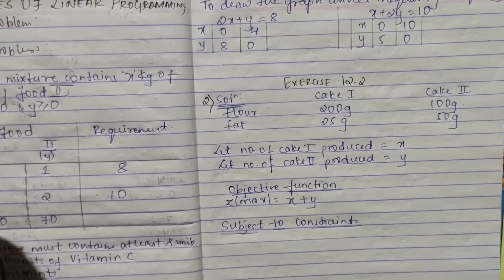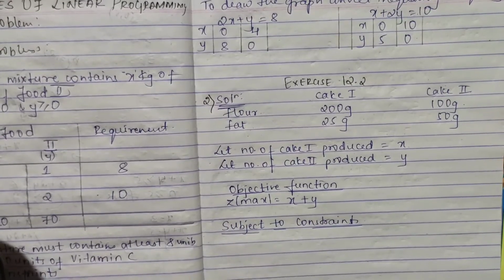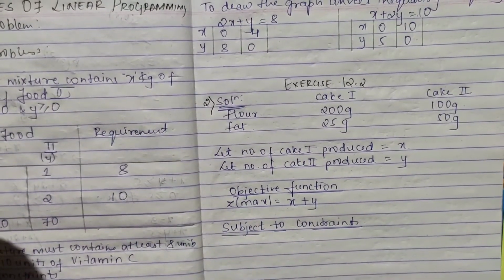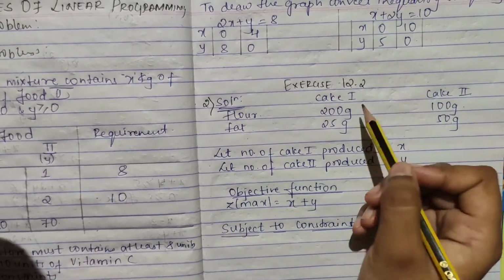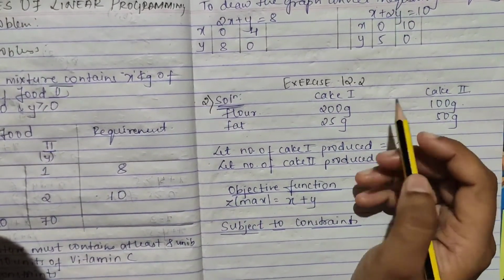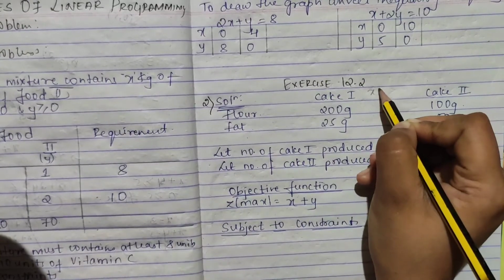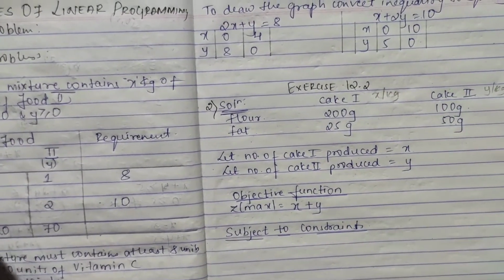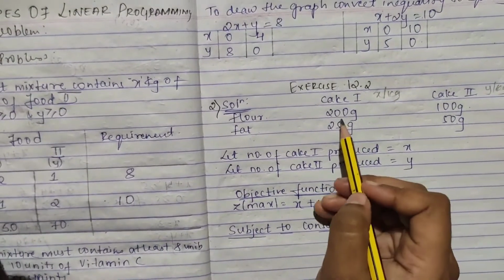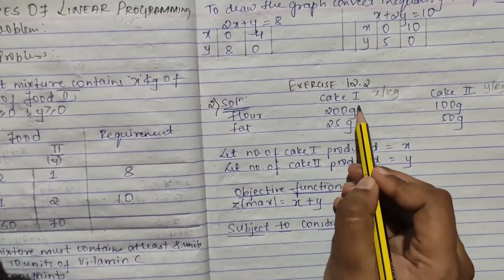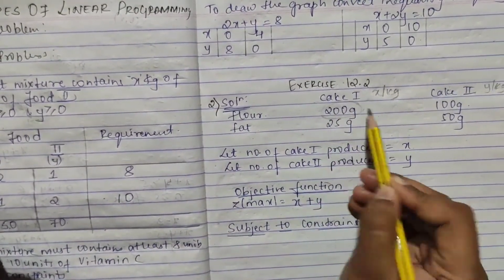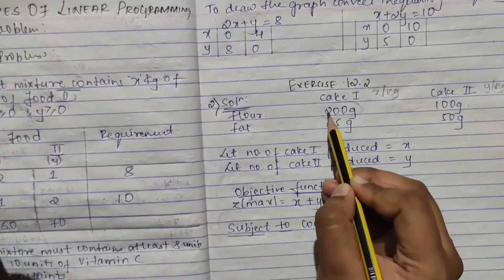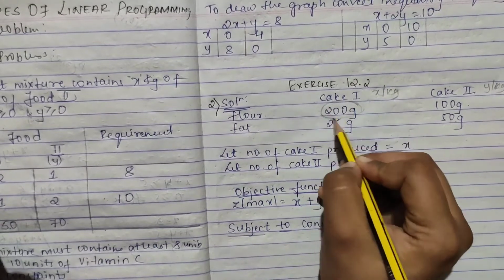Now, subject to constraints, they have said the cakes can be made from 5 kg of flour and 1 kg of fat. Suppose you are taking cake 1 as x per kg and cake 2 as y per kg. To make cake 1 you need 200 grams of flour. Then to make x kg, how much do you need? It will be 200 into x, right?